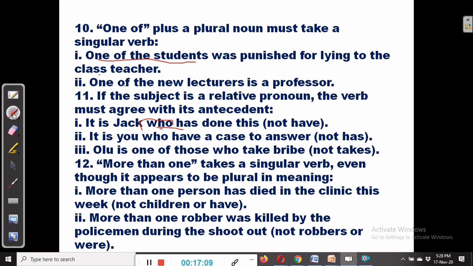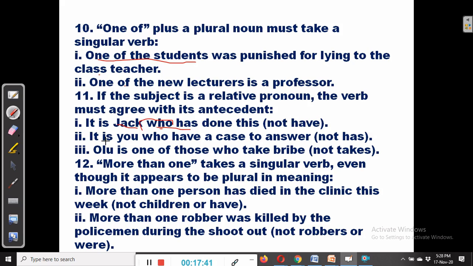Okay, so it is Jack who has done this, not have. Now, has is a singular verb, and the antecedent of who is Jack. Jack is singular. It is Jack who has done this. So, because Jack is the antecedent of who, and it is a singular subject, then the verb has to be singular.